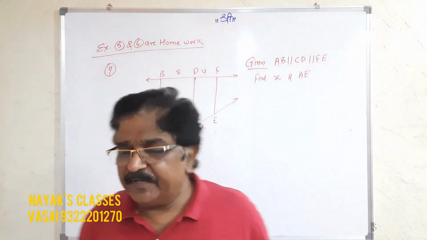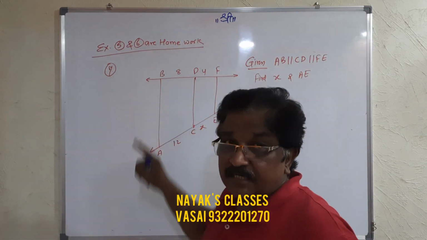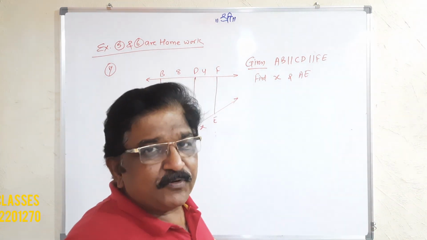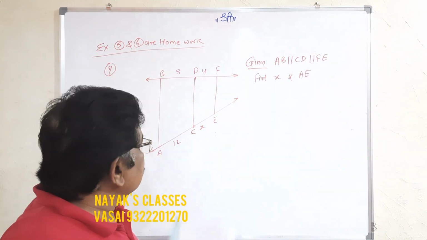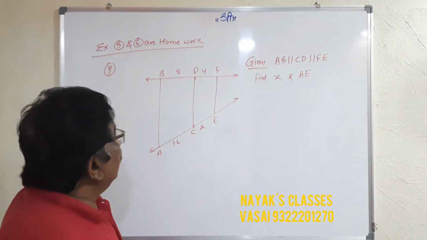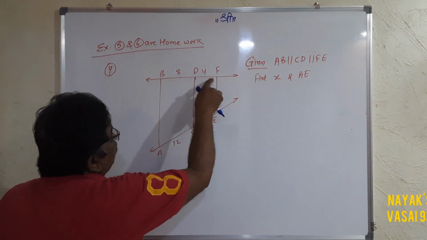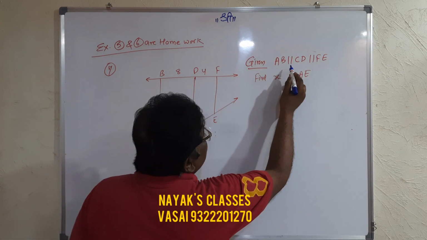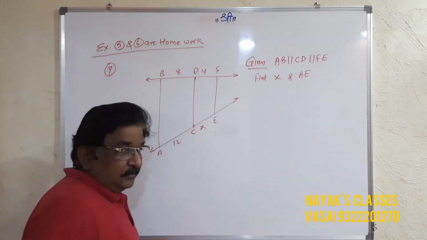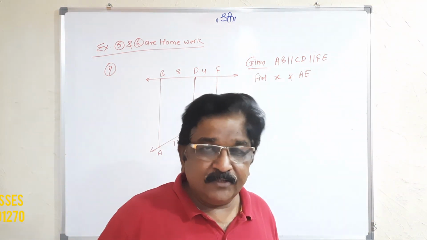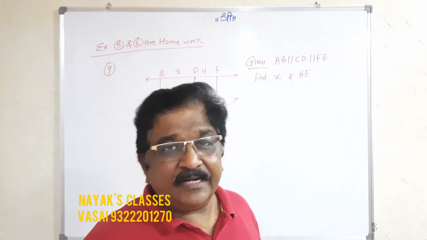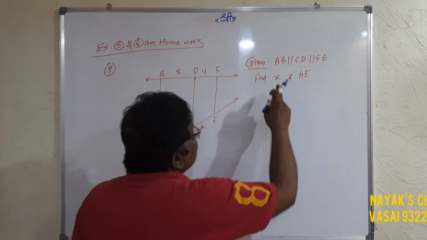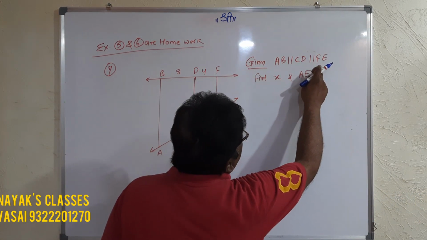Since examples 5 and 6 are repeated, BPT as well as angle bisector, I am giving them for homework, and I am coming to the 7th example, in which there are two lines, BF as well as AE. They have given AB parallel to CD parallel to FE. When three lines are parallel, you know the third property, that is the property of three parallel lines and their transversals. Already it is given AB parallel to CD parallel to FE.